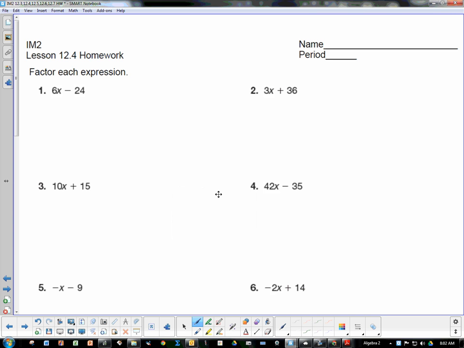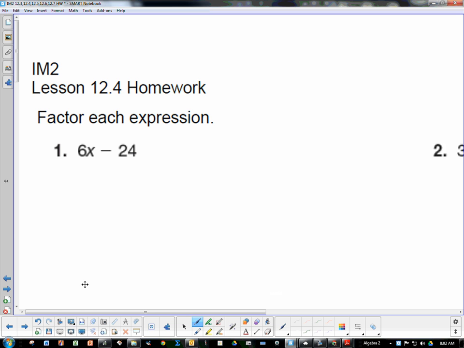Okay, this is IM2 12.4 homework. We're going to factor these. This is probably the first time that you're seeing factoring. Let's take a look at number one. We'll zoom right in here. Here's number one, and we need to factor that.